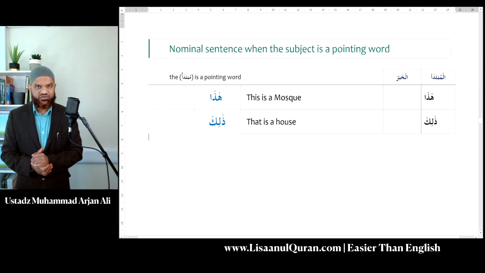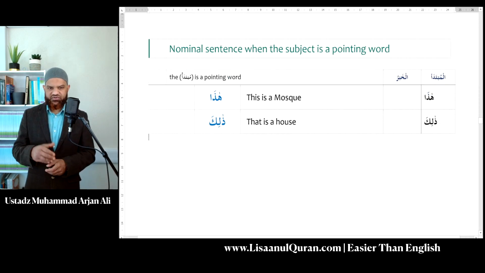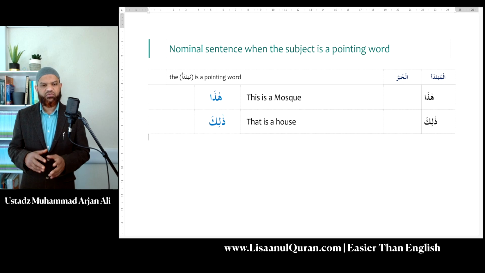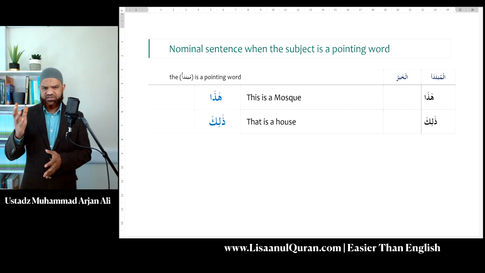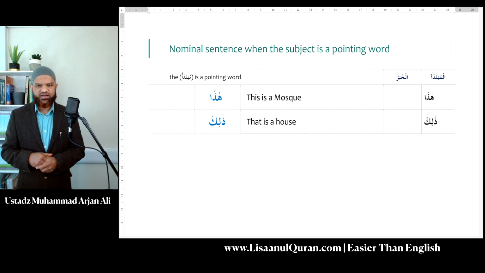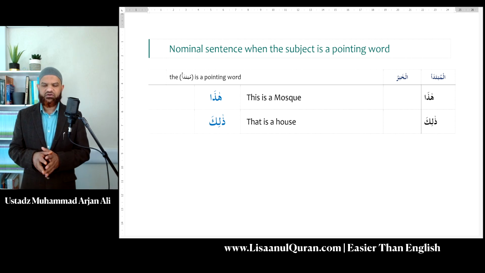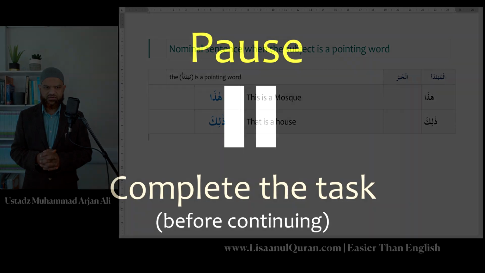Lastly, now let's form some sentences using pointing words. I've given you the spelling of the words there as well. Mosque, you should already know how to spell that, alhamdulillah. So using that, simply put the word mosque there and translate. Pause the video, complete the task before continuing.